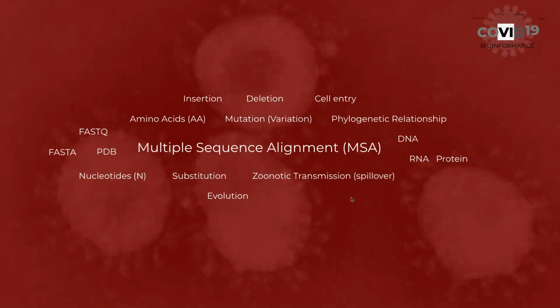You're also going to be reading about zoonotic transmission and spillover, which is what happens between animals and humans. And then we have other terms such as cell entry, phylogenetic relationships, and then obviously DNA, RNA, and protein. So these are some terms that you can look at as you're reading, especially if you're at a beginner level and wanting to gain some more information.